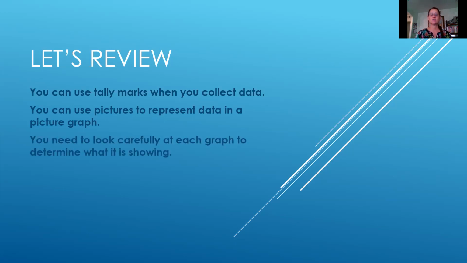You also need to look carefully at each graph to determine what it is really showing you. The graph will give you a lot of information if you look at it carefully. And finally, you need to read each question carefully to determine what it is asking. Make sure you understand the question before you try to solve it, because sometimes you'll be adding and sometimes you might be subtracting.